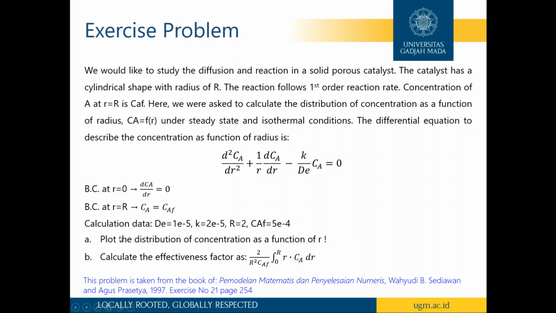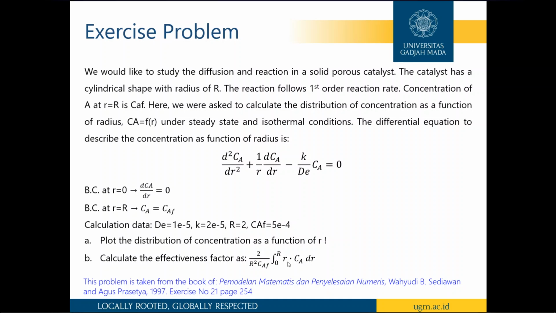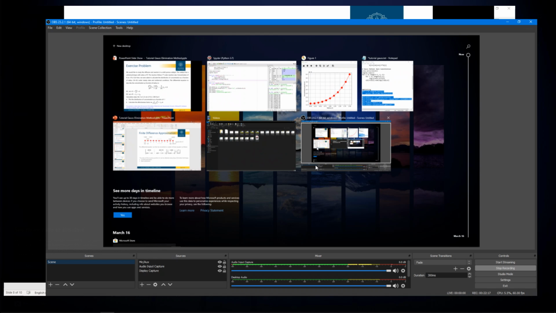Okay, and in the second part of our exercise, we are supposed to calculate the effectiveness factor. Effectiveness factor is basically a ratio between mass transfer and reaction rate. So here's the formula. We will use the Simpson method because we already have R as the radial position and Ca, the concentration of A at every radial position.